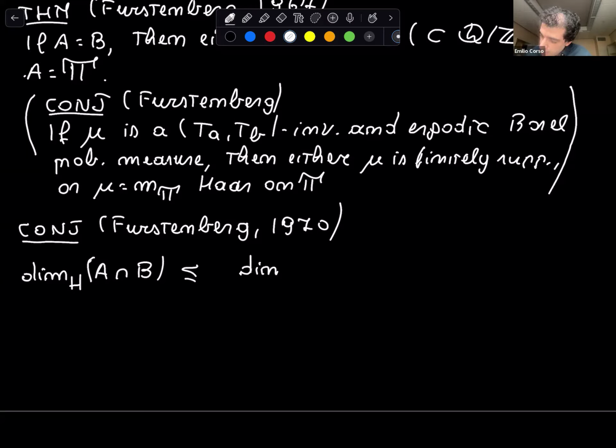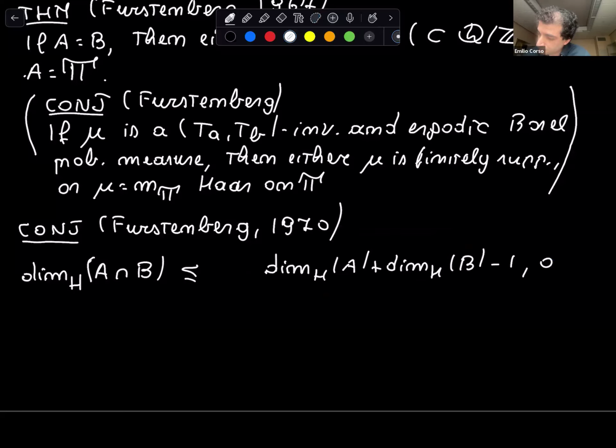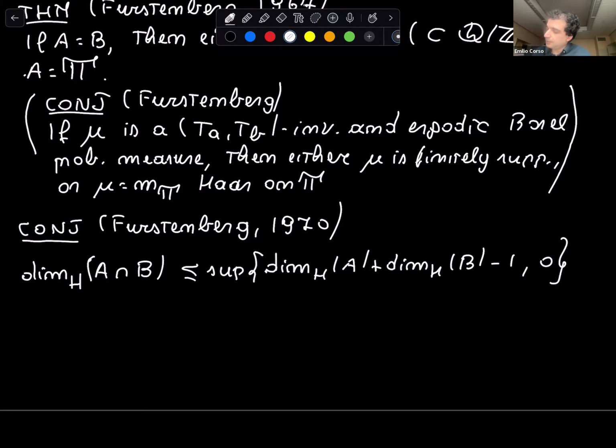The dimension of the intersection should be at most the sum of the dimensions minus 1. So maximal drop given the combinatorial constraints, except that this quantity can be a priori negative, so you take the supremum with 0. So if the sum is smaller than 1, then the intersection has dimension 0. And if the sum is larger than 1, then the dimension of the intersection is the sum minus 1.